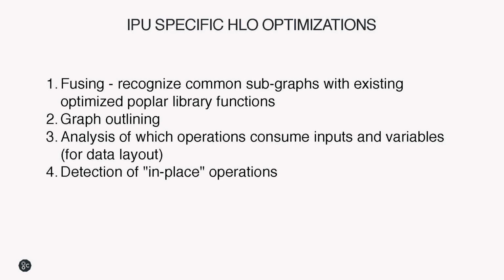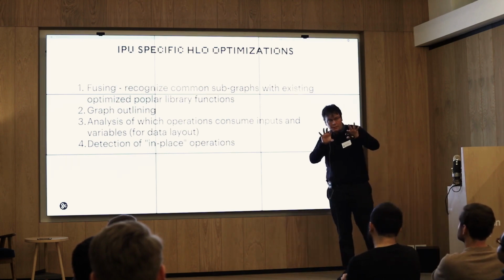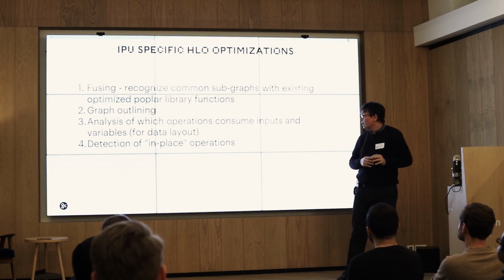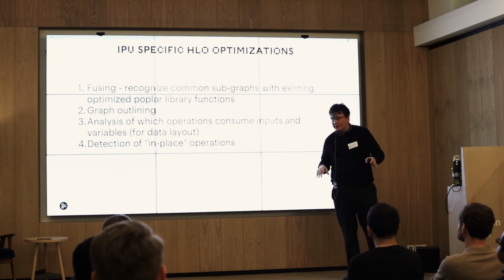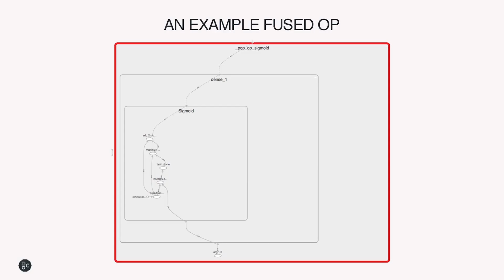The hardware has support for nonlinearities, logarithms, and other standard operations, which are sometimes represented as multiple operations in the compute graph. There's also graph outlining, identifying common bits of the graph and pulling them out, and analysis for data layout, how we're going to spread things over these processors. So we're going to take patterns like this and replace them with other, more machine-specific patterns.